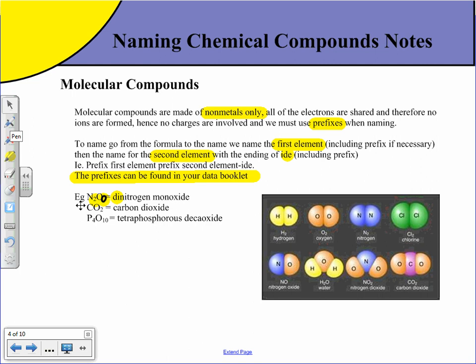Here we have our lovely carbon dioxide, okay? Carbon, 1, it's in the front, so I don't need to have a prefix. It's not monocarbon dioxide, mostly just because we're assuming there's only one carbon in this situation. So carbon dioxide, and then here we have tetraphosphorus decaoxide, tetra being the prefix for 4, and deca being the prefix for 10.